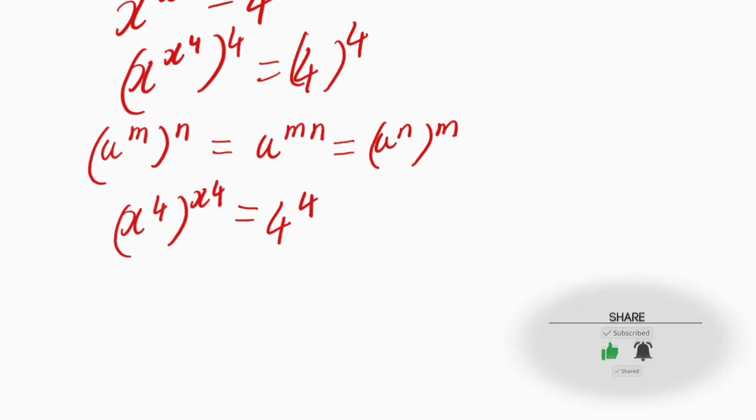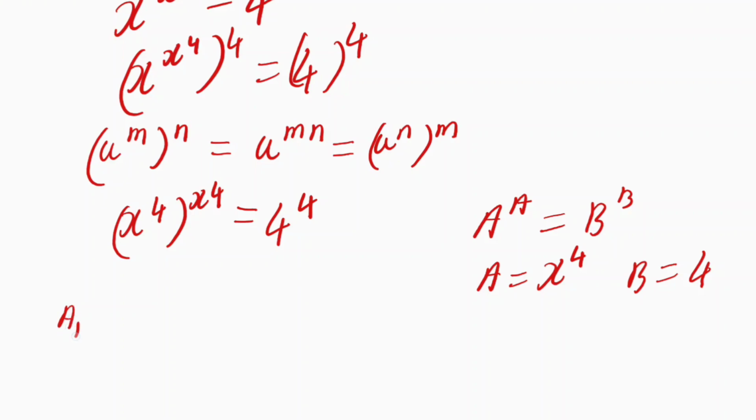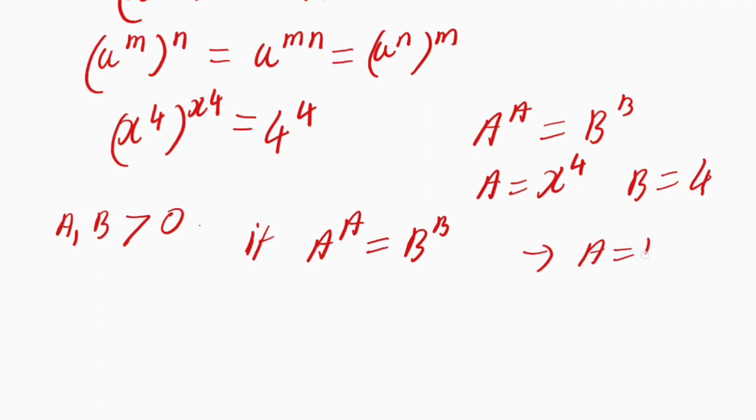Solve for the expression now. The equation is in the form a to the power a is equal to b to the power b, where a is equal to x to the power 4 and b is equal to 4. For this equation, a and b should be greater than 0. So if a to the power a is equal to b to the power b, then we can conclude that a is equal to b.